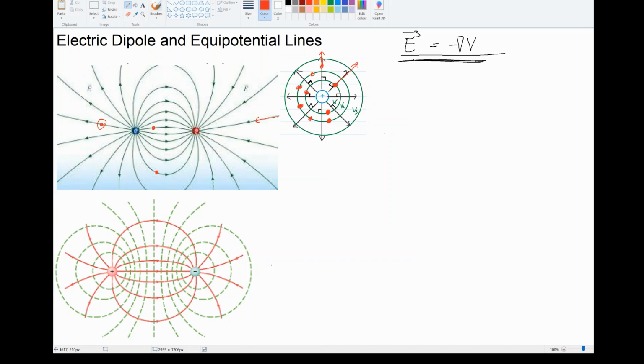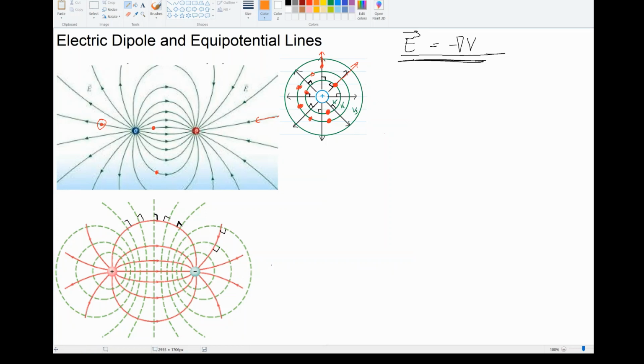Also, same thing over here for the electric dipole, but let's look at the bottom left figure. In the bottom left figure, the solid red lines are the electric field or the electric flux lines. Perpendicular to that then are the green dashed lines that are the equipotential lines. So again, they're perpendicular everywhere. You see that? Those are the equipotential lines. And you can keep drawing those if you want.